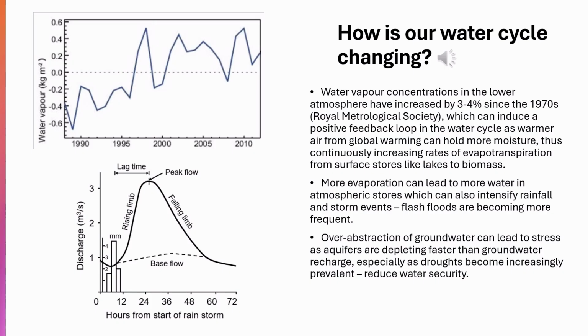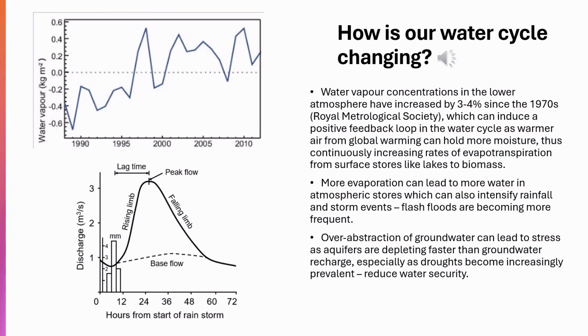The water cycle is changing in several ways. The Royal Meteorological Society have stated that the water vapour concentrations have increased by 3 to 4% since the 1970s. The graph to the left shows this trend as an overall from 1990 to 2010, where the amount of water vapour, though it has fluctuated, has increased dramatically. This change in stores of this greenhouse gas in the atmosphere can induce a positive feedback loop, as global warming can cause warm air to hold more moisture, increasing rates of evapotranspiration as an output in the cycle. This can intensify rainfall events and the frequency of flash floods as a result. This can be shown on the storm hydrograph to the left, where climate change can cause a steeper rising limb.